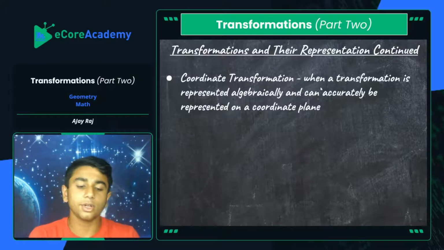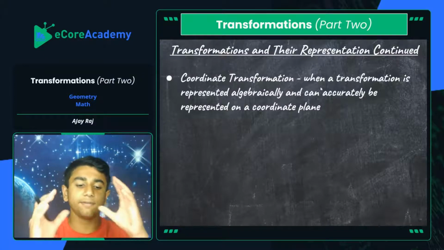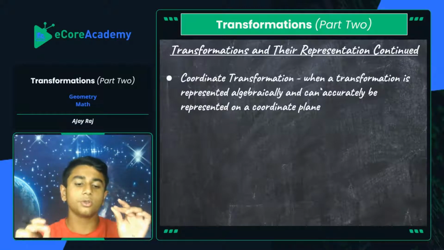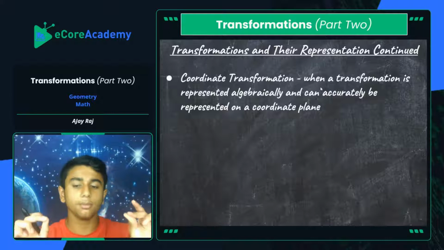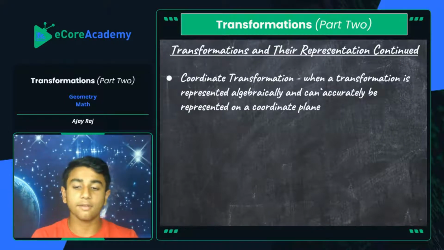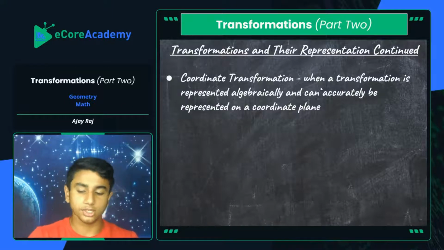So basically what a coordinate transformation does is it takes a figure and puts it on an axis in which it can be defined by specific points, which are given by coordinates and specific numbers. And as you're able to do that, you're able to calculate the amount of distance that you're moving that figure, and you can represent that in terms of numbers and algebraically in equations.